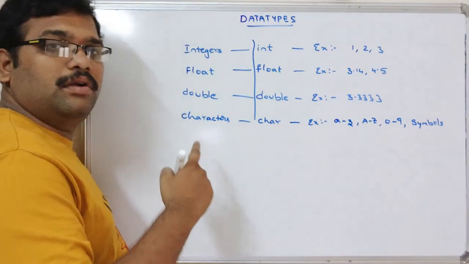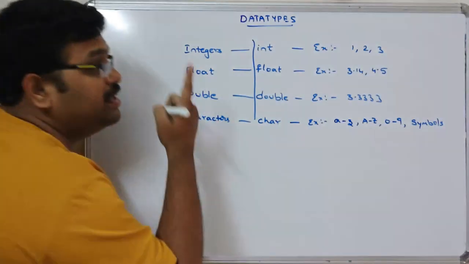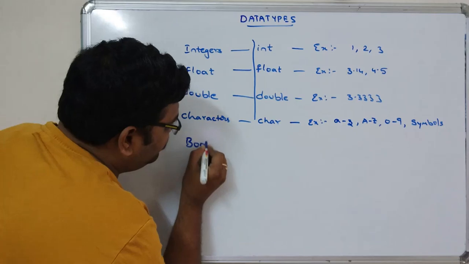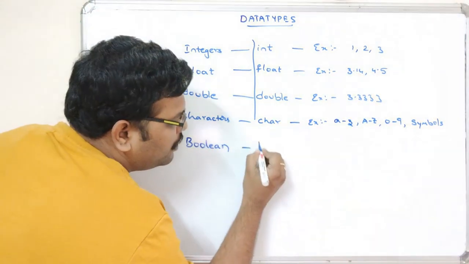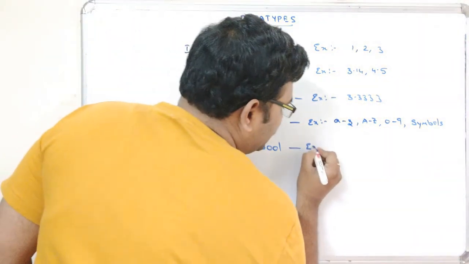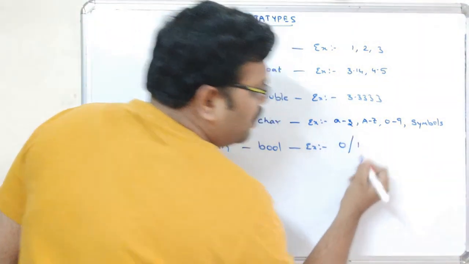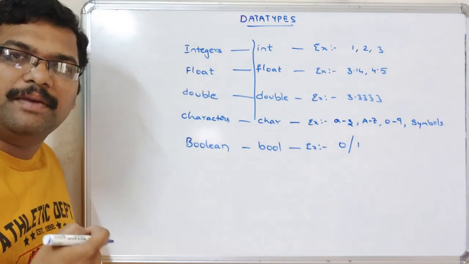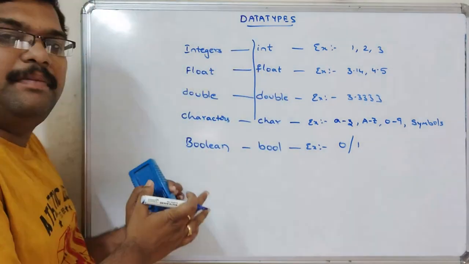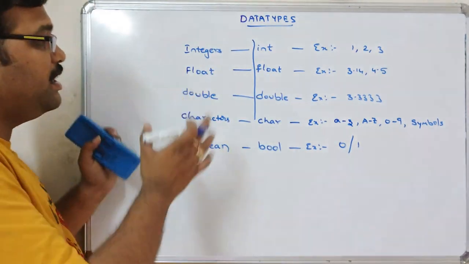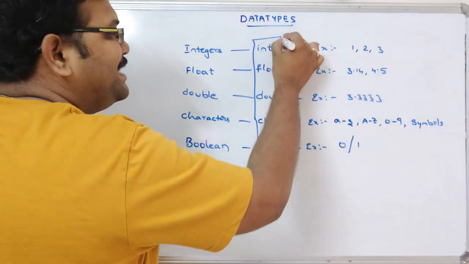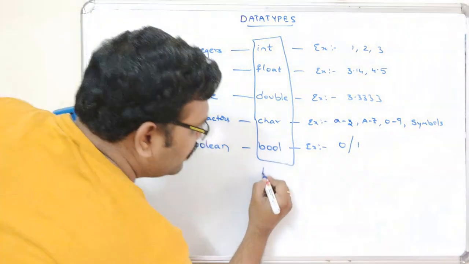And there is one more data type available in C++, which is not in C, the Boolean data type. Boolean, B-O-O-L. This is nothing but 0 or 1. 0 represents false, 1 represents true. So these are the fundamental data types: integer, float, double, character and Boolean. All these are keywords.